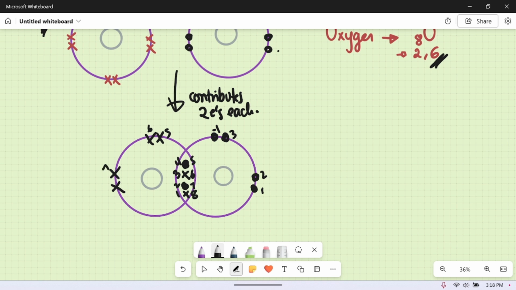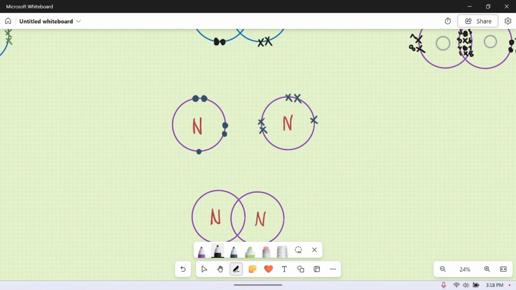5, 6, 7, 8. So each oxygen actually has 8 electrons. Now, if I want to represent this oxygen and the bonding that happens in this oxygen molecule, it's going to be O double bond. This is where the double bond is created, okay? And it's written as O2 because there's 2 of them. Let's go to nitrogen here.